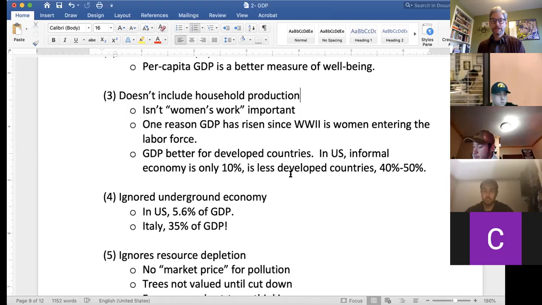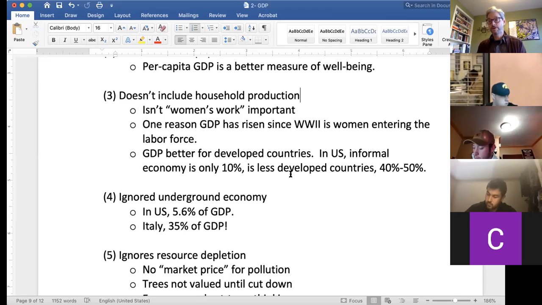One of the reasons why GDP has risen since World War II is because so many more women's work is now counted in GDP, because many women have left the household and are working in markets. And so when you leave the household and you work in a market, your work gets included. So, think about a woman in the 1940s who stayed at home to raise her kids. Her work largely was not included in GDP.